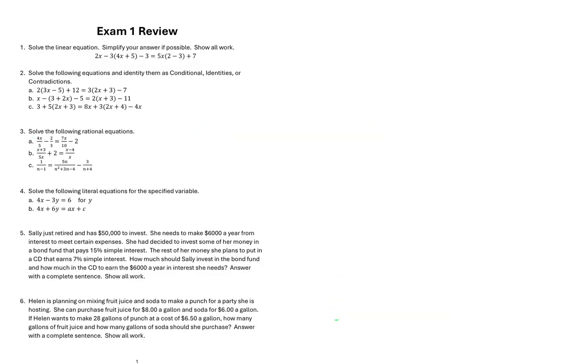Perfect. Okay, let's move on to problem B. As I'm looking at my equation, I can kind of think to myself, what is the least common denominator here? I have 5x and I have x. So my least common denominator here should be just 5x.